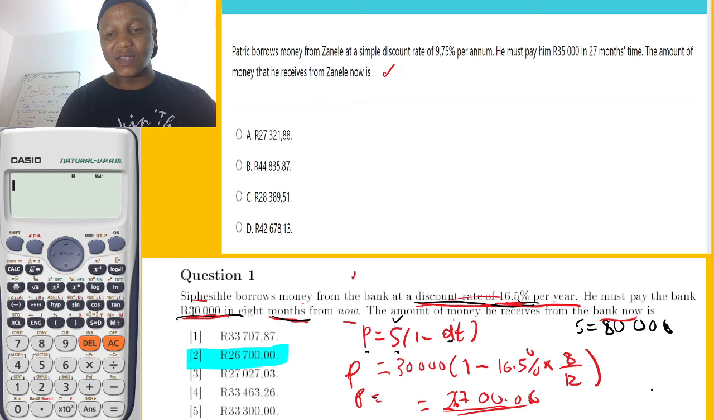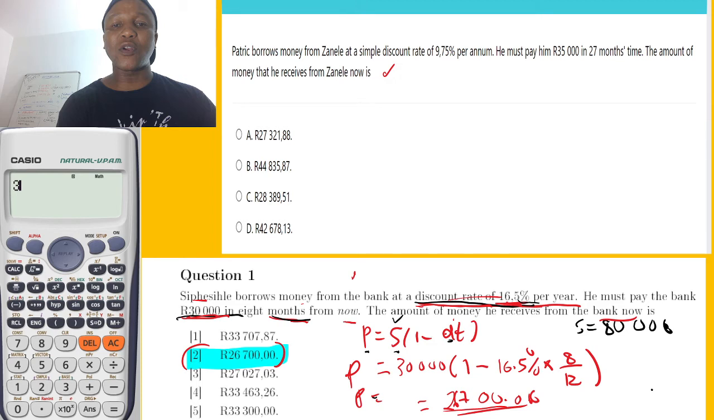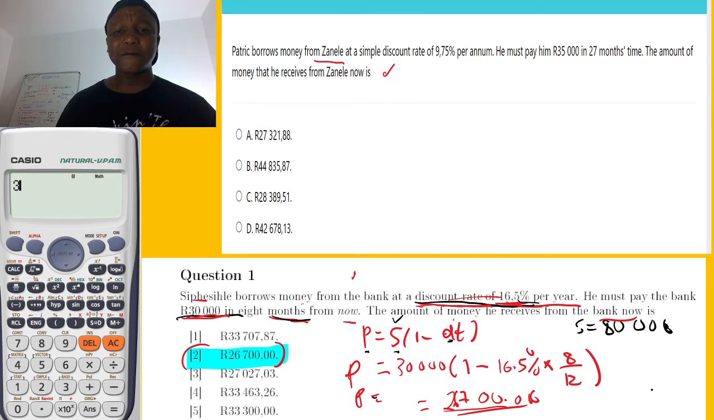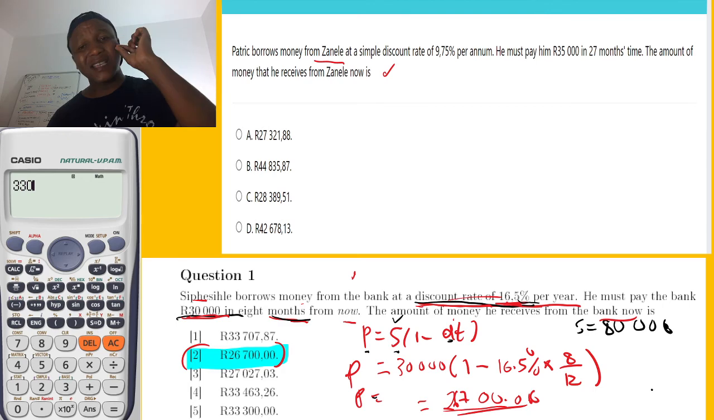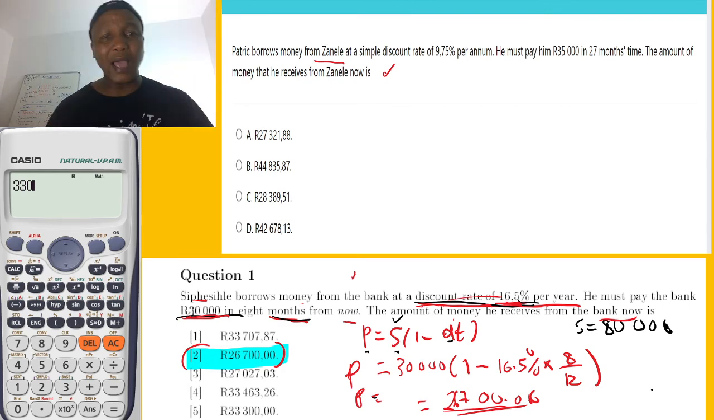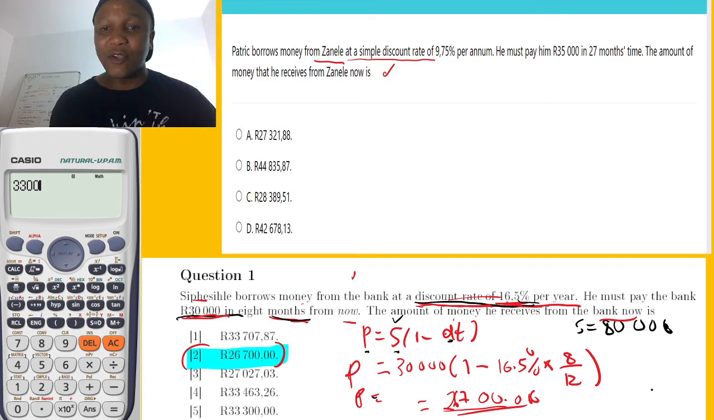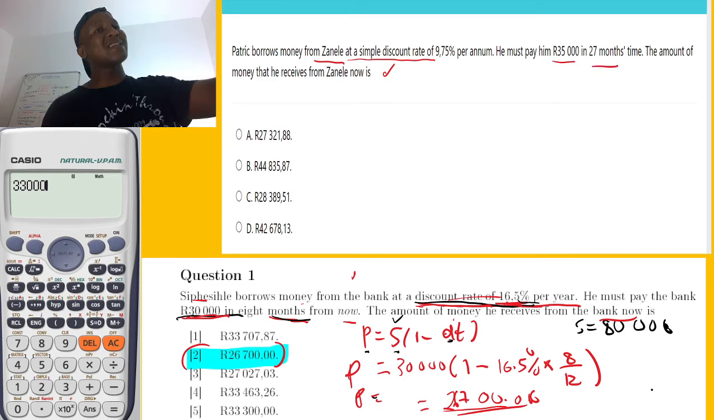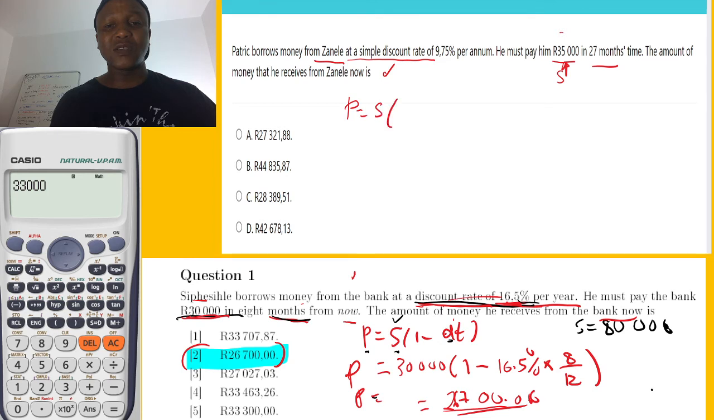Now let's go to question number one. Make sure you read the question very well. They say Patrick borrowed money from Zanelli, at the same discount, so I can apply the same formula. Reading is the key, because not all the time are we going to apply this formula; sometimes it changes. At the simple discount rate, you know what formula you're going to apply already: P equals S times 1 minus d t. He pays that amount in 27 months. So this is going to be S, the future money he has to pay.